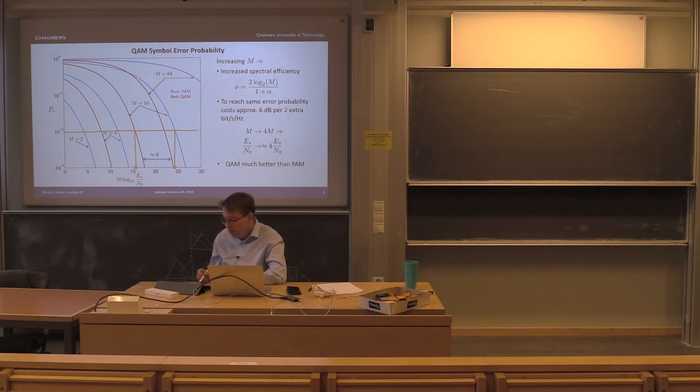And as a matter of fact, if one looks at the difference between two QAM curves here, there is a 6 dB difference between these two curves, but there are actually, in this case, 2 bits difference between these two curves. So for each 6 dB of extra power, we can get 2 bits extra in spectral efficiency. So QAM is much better in that respect. And that's one of the reasons why it's used heavily in radio, for instance.